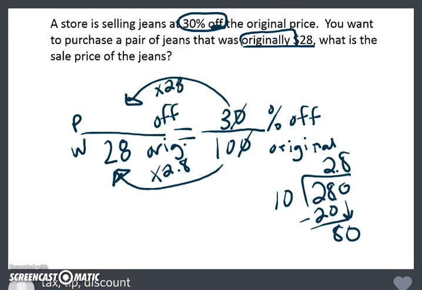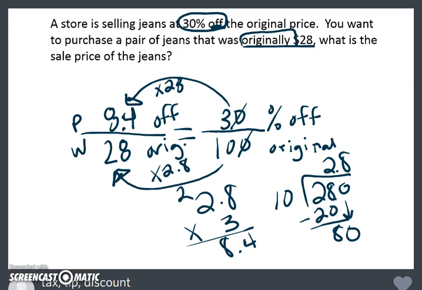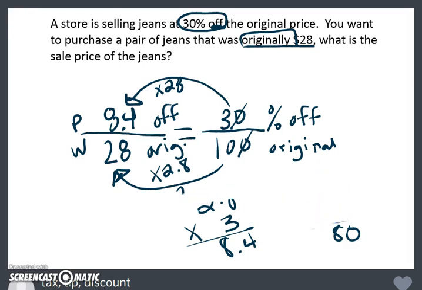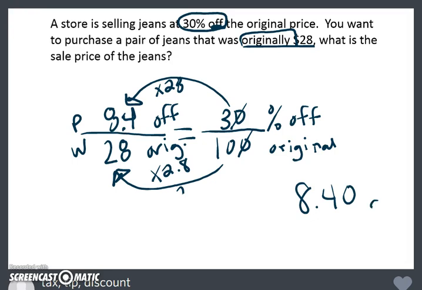So 10 times 2 and 8/10 equals 28. So 3 times 2 and 8/10 is going to give me my part. And I get 8 and 4/10. Okay, so 8 and 4/10 is the amount off. How much money is that off? 8 and 4/10 should be $8.40 off. So I know that if it is $8.40 off, that is my discount.